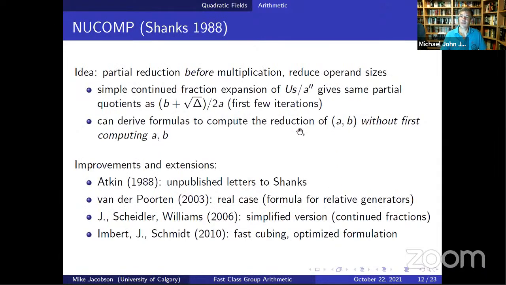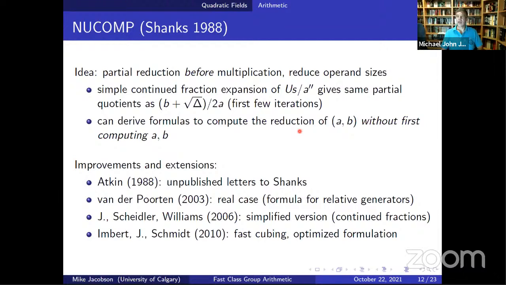And so this is where Daniel Shanks came in back in 1988, who devised an algorithm called NUCOMP that I think deserves to be more widely known than it is. Computer algebra systems like PARI, and Sage is built on PARI, and I think Magma all implement this. But I'm not sure how much more widespread it is beyond that, or they implement a version of it at least.